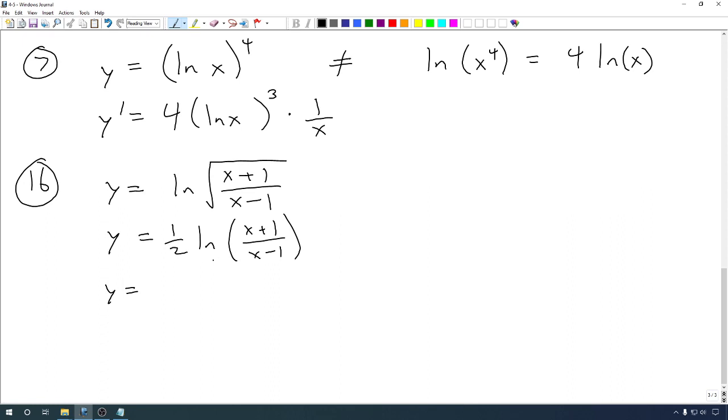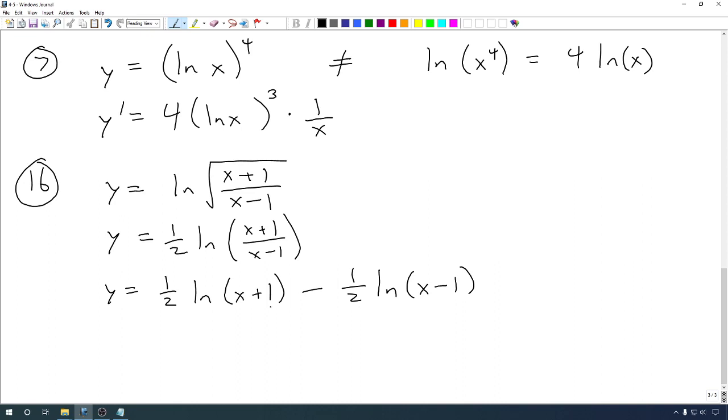Now the logarithm of a quotient is a difference. We have the difference between the natural logarithm of the top and the natural logarithm of the bottom. Of course, we do have to remember to distribute the 1/2 to both of those two terms. So we have 1/2 of the natural logarithm of x plus 1 minus 1/2 of the logarithm of x minus 1.